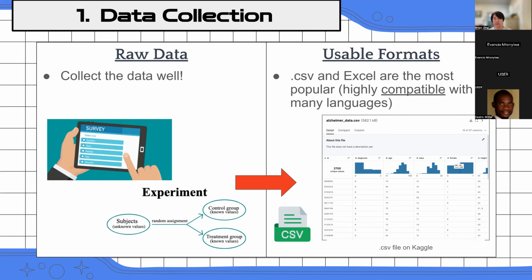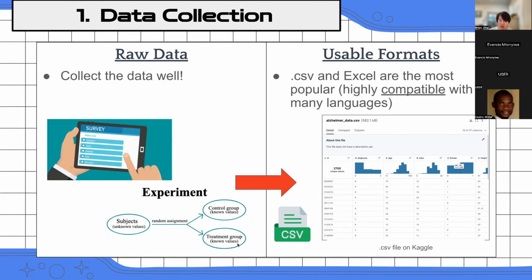as you're not surveying the whole population. And then once you have all this raw data, you should transform it into usable formats. These are usually spreadsheets, like Google Sheets, Excel, or CSV files. But CSV files are usually the most popular in data science as they're highly compatible with many languages, meaning many languages have lots of functions that go with using CSV files. Let's take R, for example.